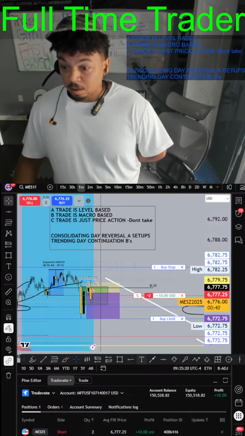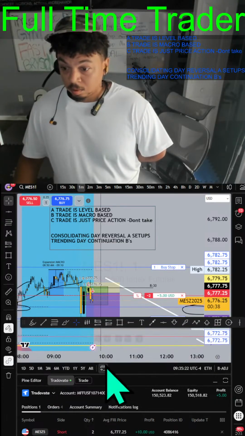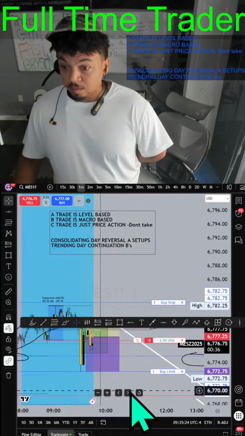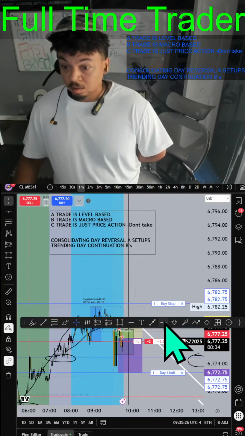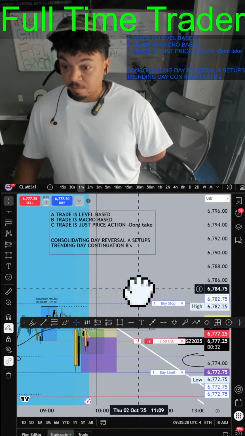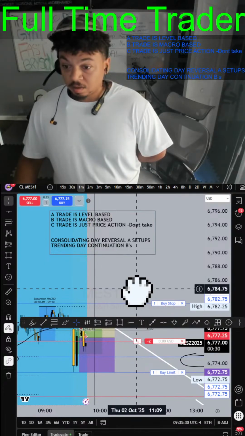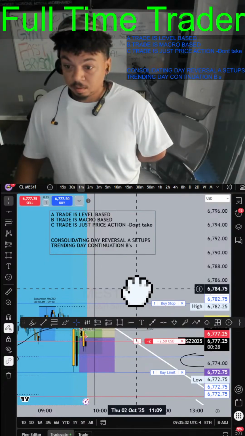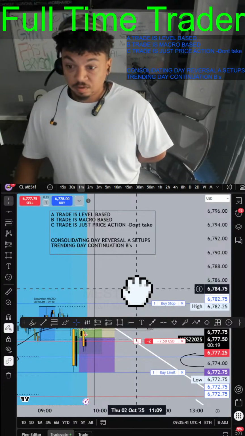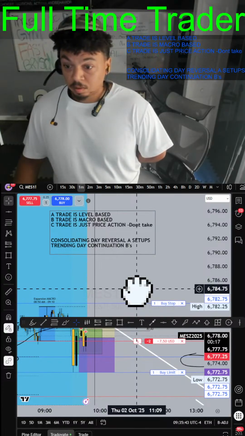I want to see the equal lows be ran. We may run them, we may not. Just got to be patient to see. I think we will run them because we're closing below 830, so I'm assuming that we should be sending price down.